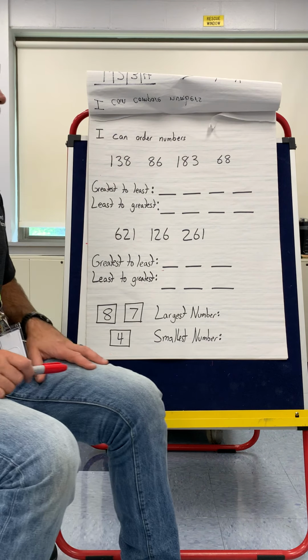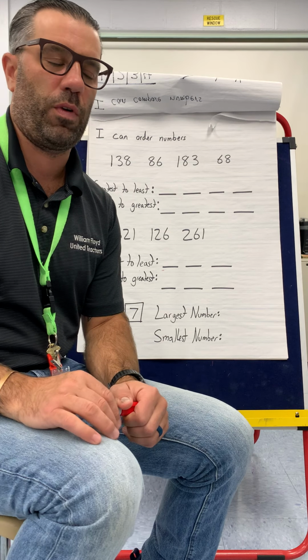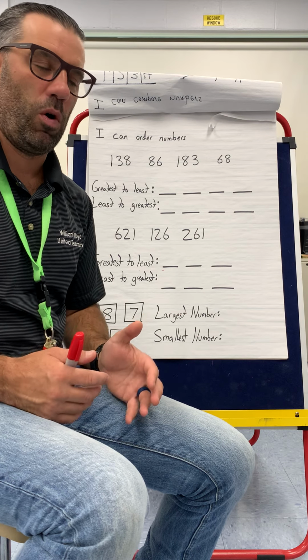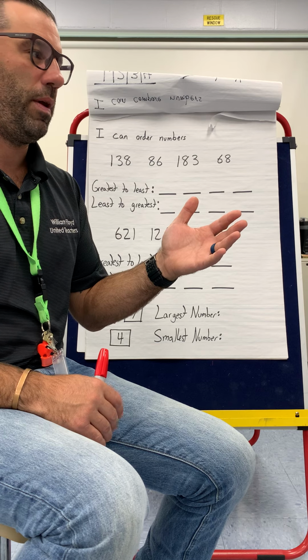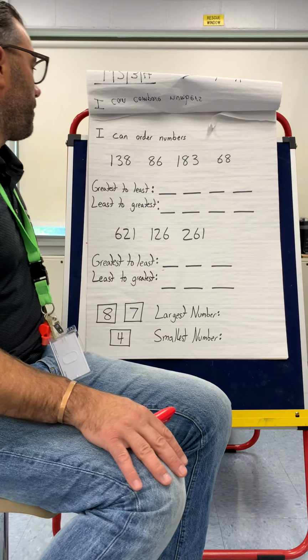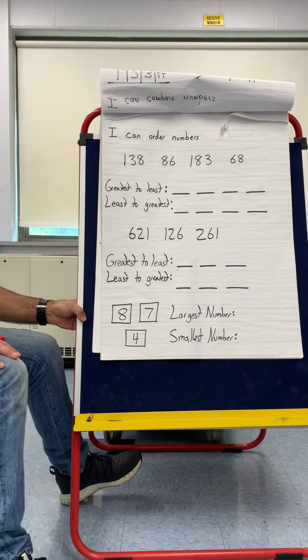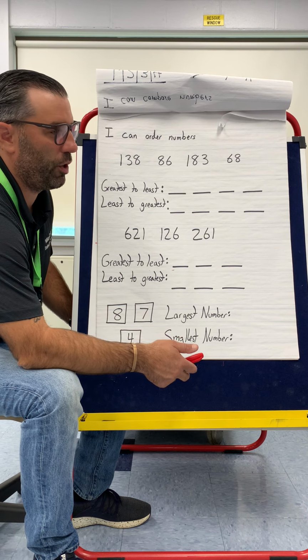Today's lesson we're going to be working on ordering numbers, from large to small and small to large, and we're going to be making the biggest numbers and making the smallest numbers, and we're just going to be comparing numbers. So it's kind of like the skill we were doing yesterday with greatest to least and least to greatest, except for now you might have 3 or 4 numbers.